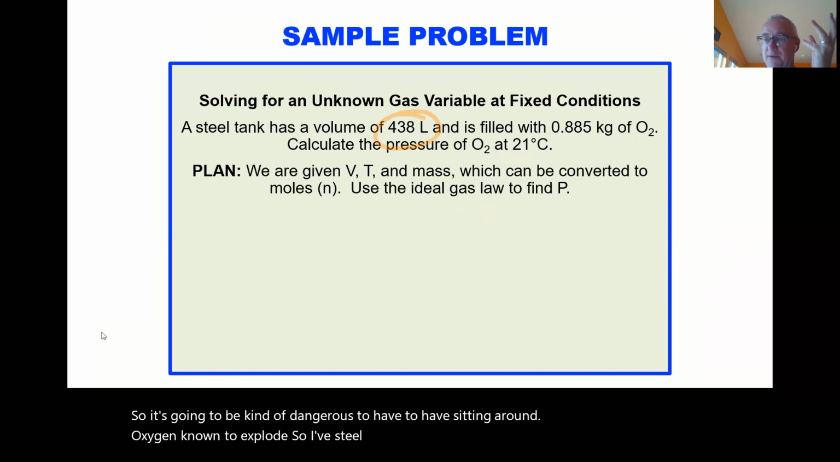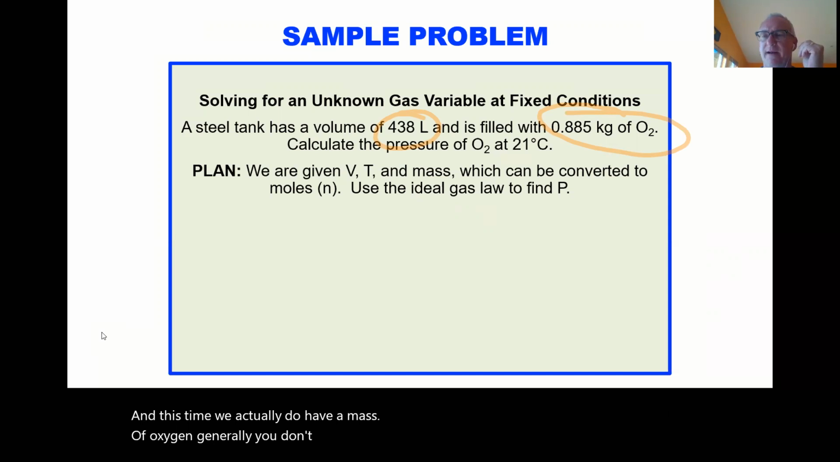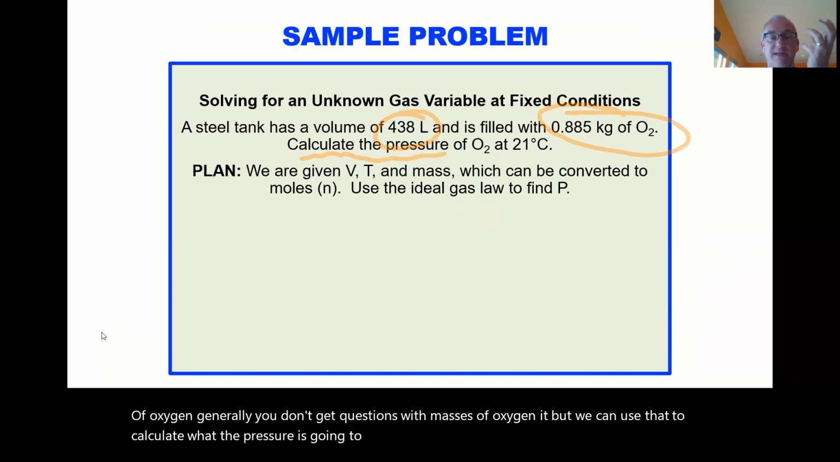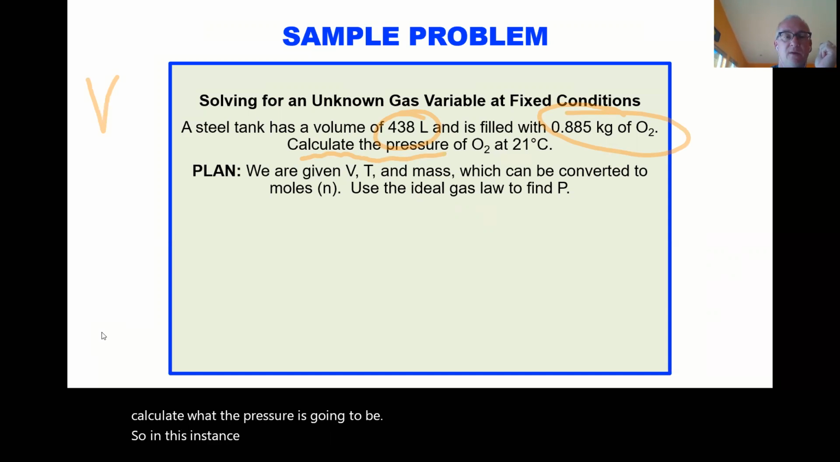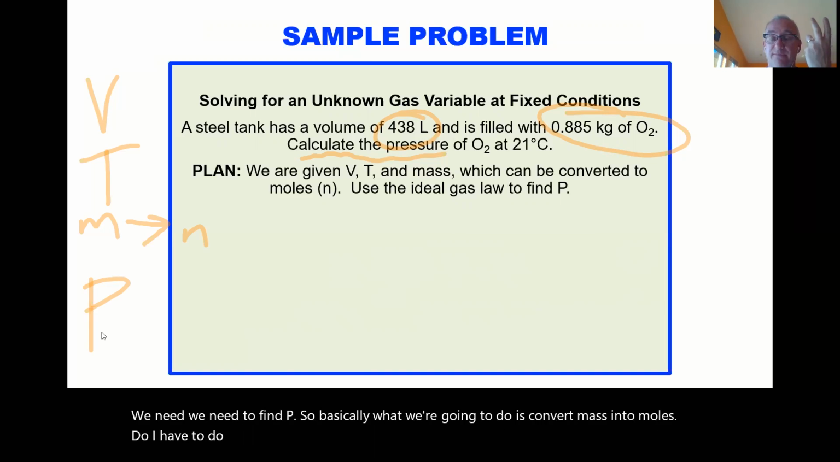So I have a steel tank. It has that much capacity, that much volume. And this time we actually do have a mass of oxygen. Generally, you don't get questions with masses of oxygen in them, but we can use that to calculate what the pressure is going to be. So in this instance, we have V, we have T, we have a mass, and we need to find P. So basically what we're going to do is convert mass into moles. You don't have to do that a lot, but occasionally you do. So that's what we're going to do here.